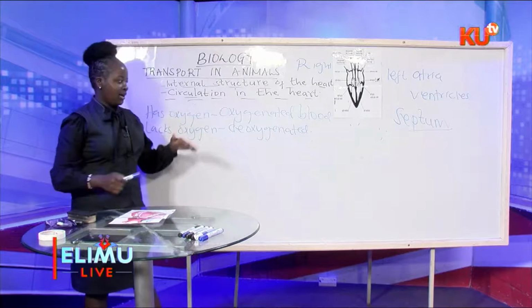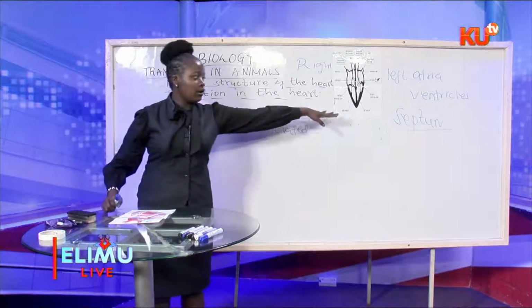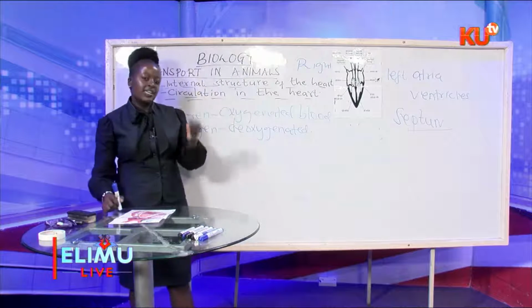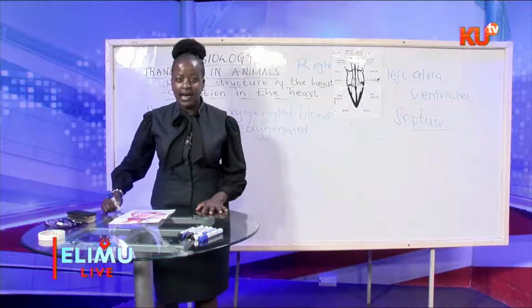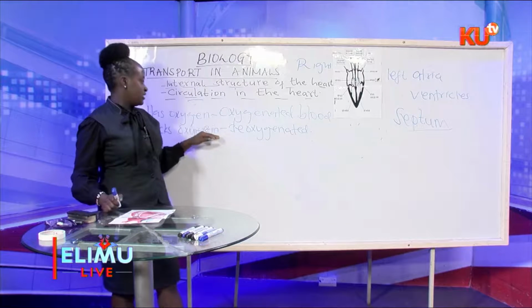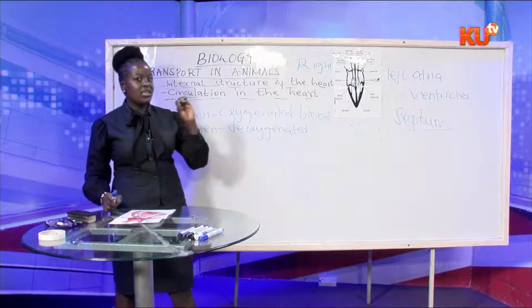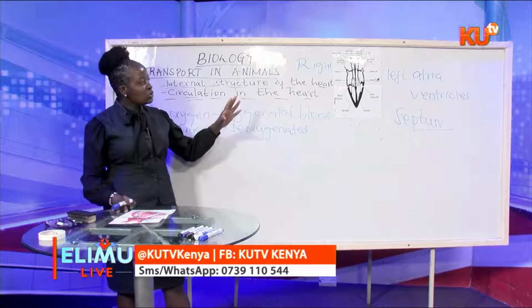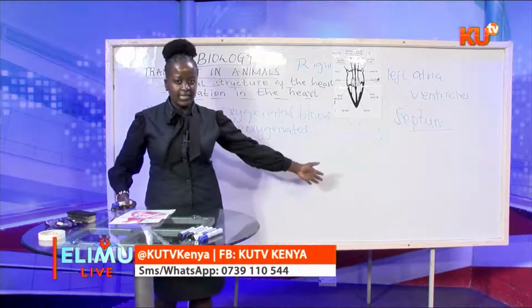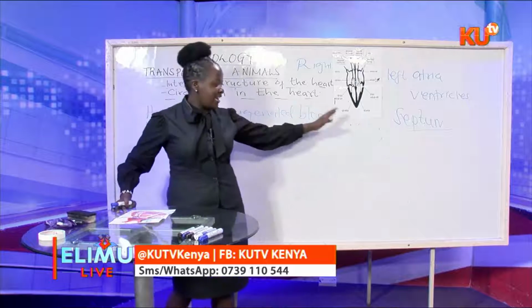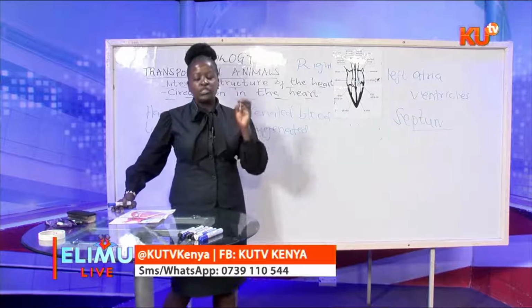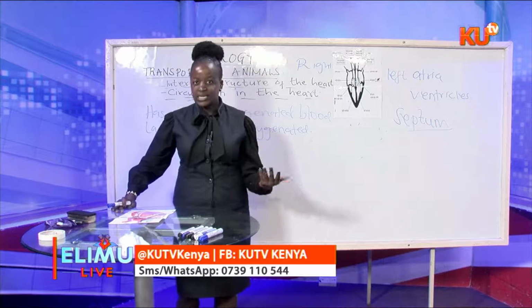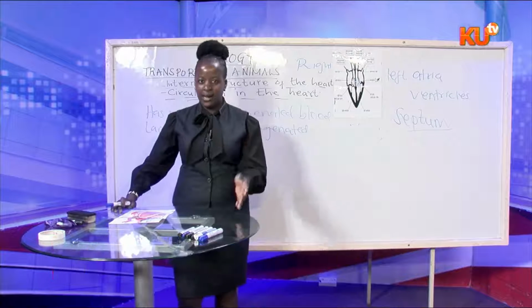So the reason why we have looked at this is so that we can know the role of the septum. The septum usually separates the right and left side of the heart to prevent oxygenated blood from mixing with deoxygenated blood. I will repeat. The septum usually is in the middle of the heart, and it separates the right and the left side of the heart to prevent oxygenated blood from mixing with deoxygenated blood.